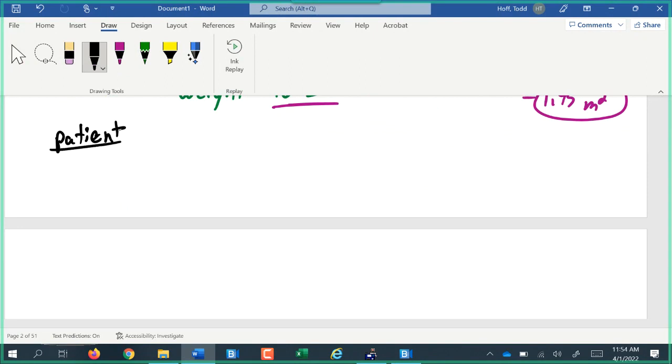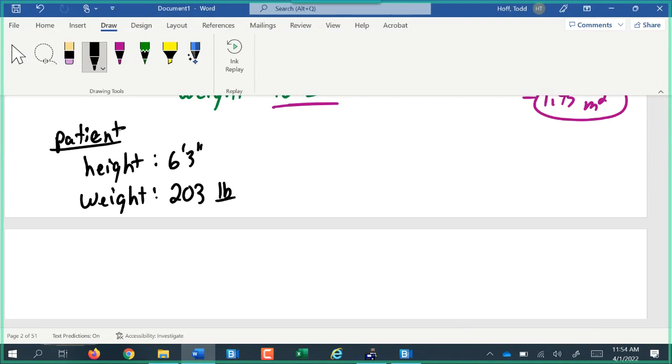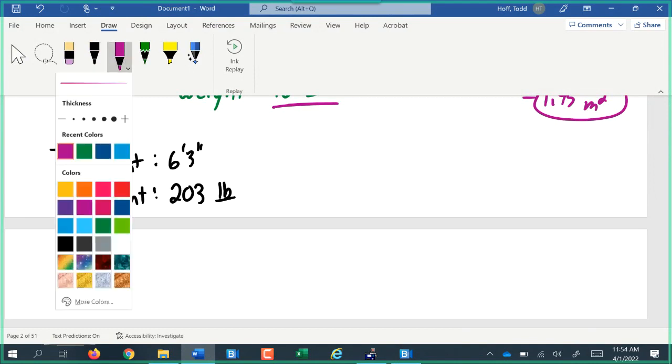This patient has a height of 6'3" and a weight of 203 pounds. So here, before we can put this in the formula, we have to convert that height to just inches.